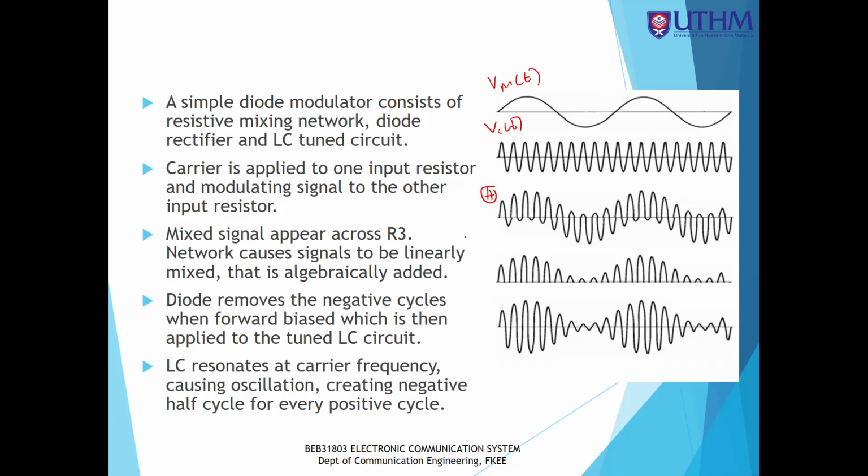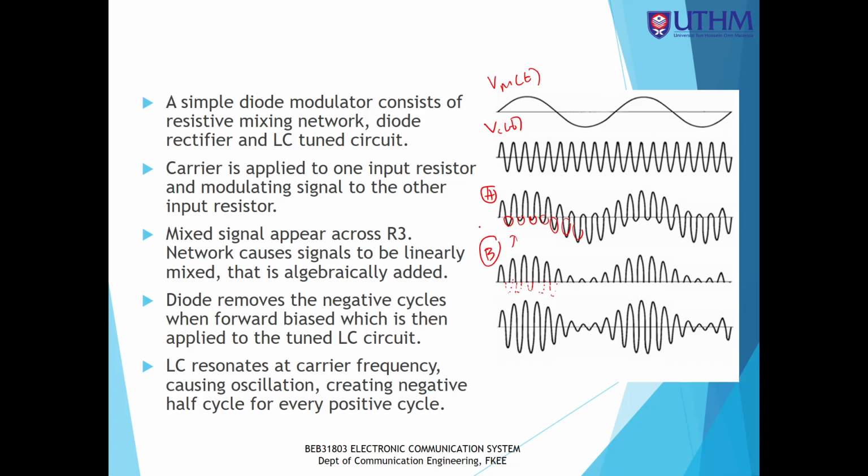At point B, right after the diode, the diode will prevent the reverse bias. The negative part will be cut off. If you see from the above picture, this part has been cut off by the diode. So each time the wave goes to the negative cycle, it will be cut off at point B.